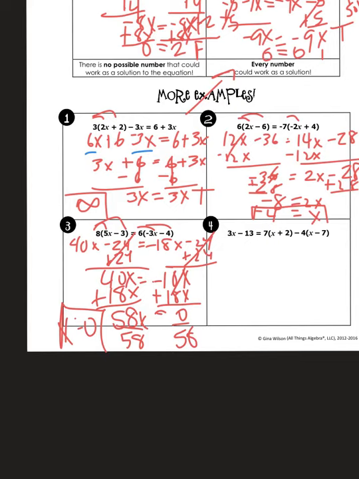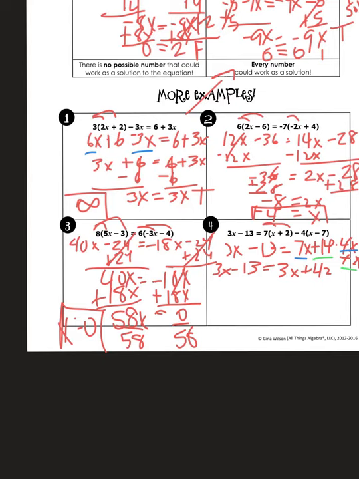Number 4, distribute. I'm going to bring everything down: 7x plus 14 minus 4x plus 28. So I can combine like terms. That's 7x minus 4x, and 14 plus 28. So rewrite the equation: 3x minus 13 equals 3x plus 42.